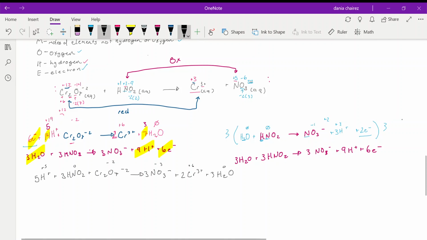But okay, something that you guys need to keep in mind is that this balancing, the steps that we've done, is known as acidic conditions.